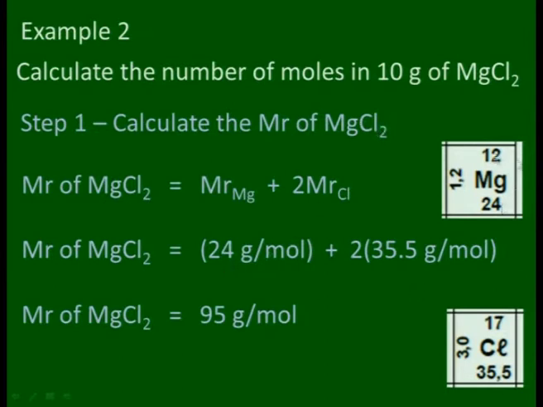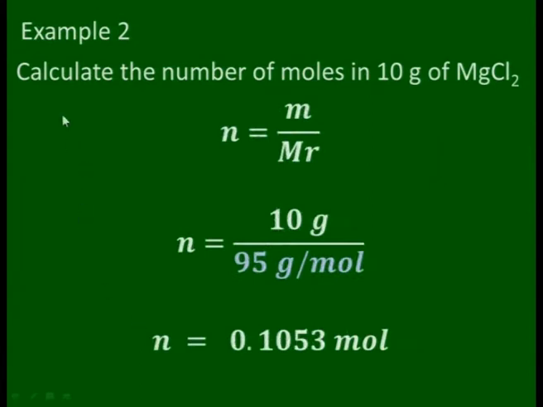So if you go to your periodic table, you'll see that the molecular mass of magnesium is 24. So 24 grams per mole plus 2 times the molecular mass of chlorine. If you go to your periodic table, you see that chlorine's molecular mass is 35.5. So you substitute the 35.5 in there, and then you do your calculation to get to 95 grams per mole, which is the molecular mass of magnesium chloride.